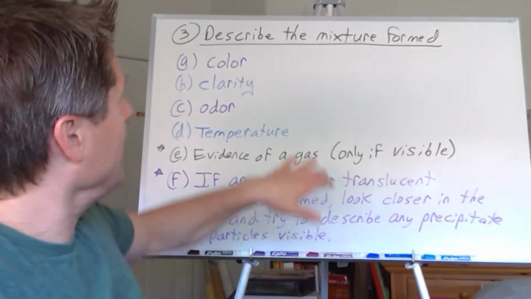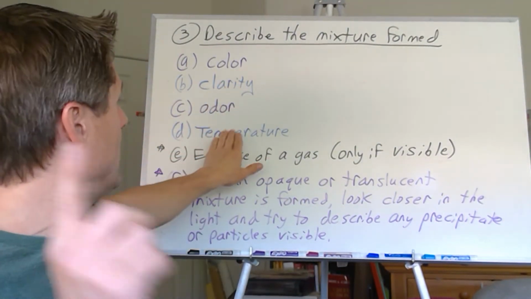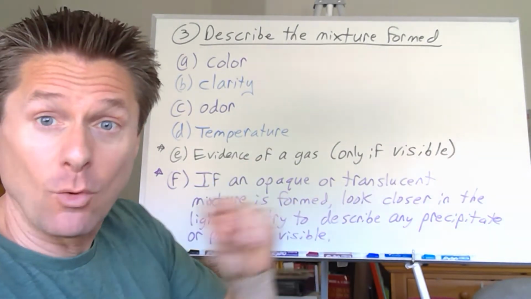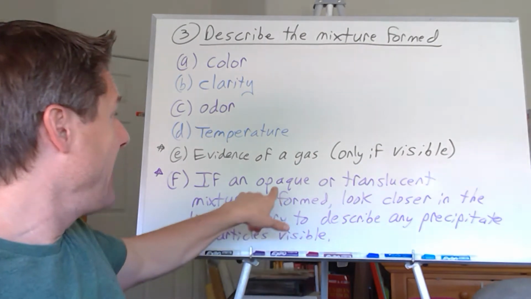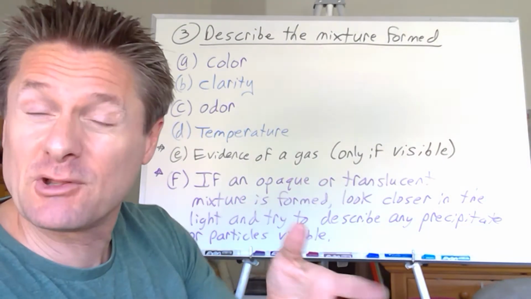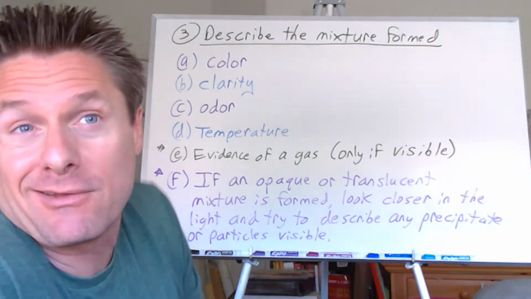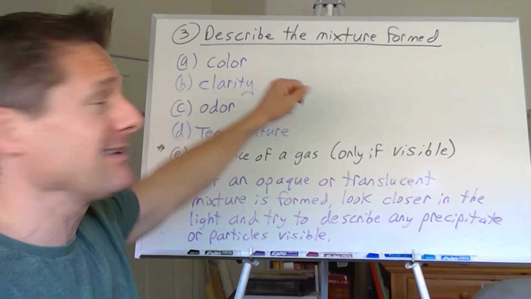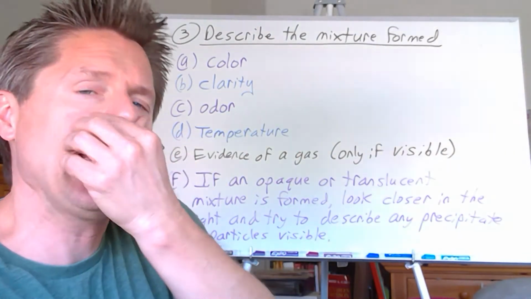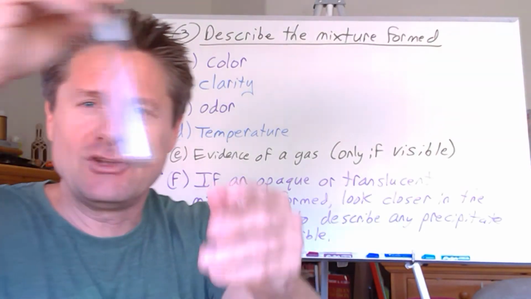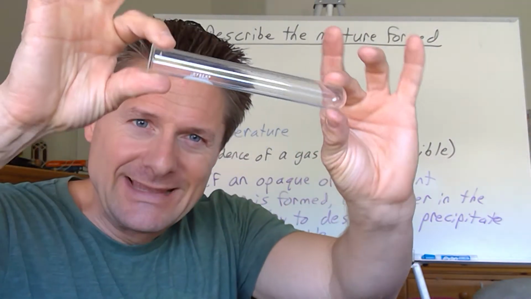All right, for the products we form, obviously we want clarity, color, odor, and temperature, right? Any evidence of a gas, only if it's visible, like bubbles. And then if the mixture you form is opaque or translucent, if it was clear, we'd call it a solution and we won't look for particles because we wouldn't see them in the first place. But if it's opaque or translucent because of the clarity change, that's an indicator we formed a precipitate, which we probably can't see.